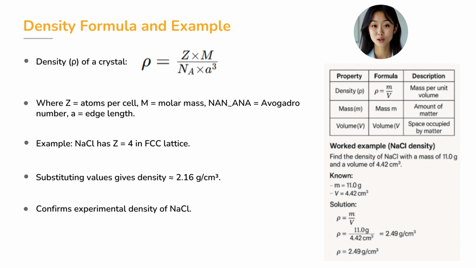For sodium chloride, which crystallizes in a face-centered cubic lattice with Z equal to 4, substituting the molar mass and edge length gives a density of about 2.16 grams per cubic centimeter. This matches the experimental density, which beautifully validates the structural model.